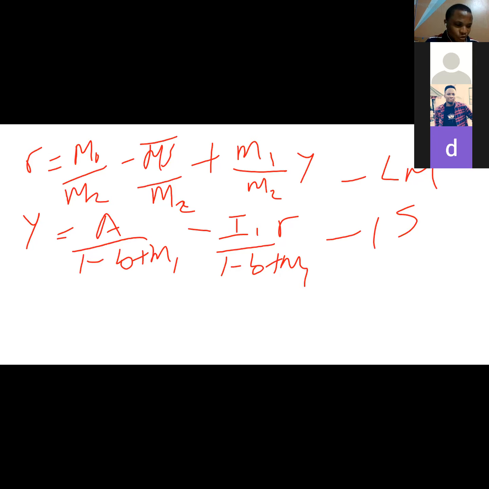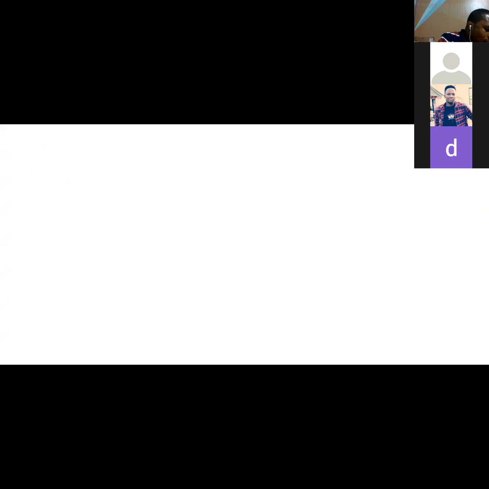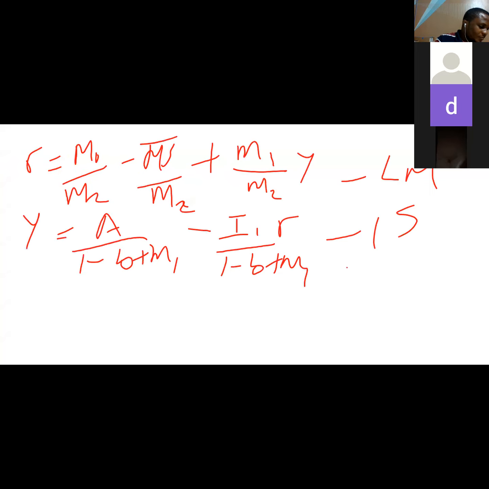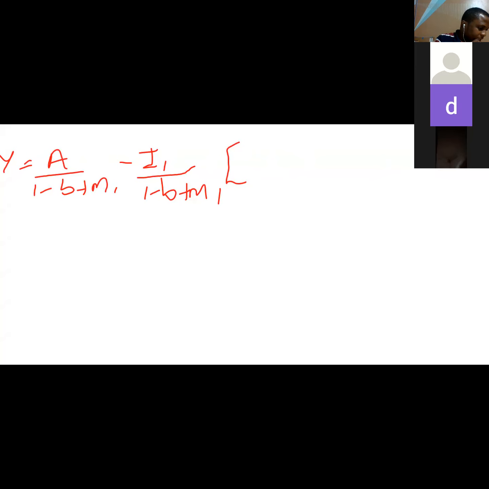So let's take note. I'm going to substitute my R into my Y, so that I would have Y equals A over 1 minus B plus M1, minus I1 over 1 minus B plus M1 times R. So let me recall if that is the IS equation. Correct. That's my IS equation. Am I correct? Yes. That's my IS equation.